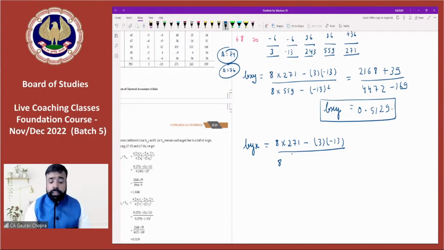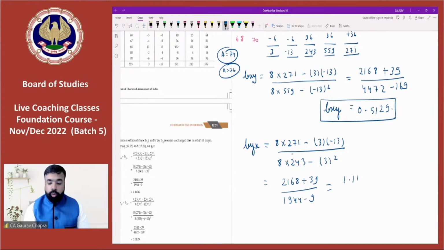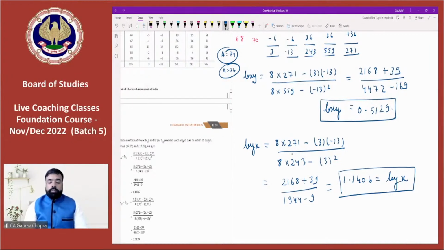And here, this time, 8 multiplied by 243 minus sigma dx whole square, that is 3 square. So the numerator is the same, upon this. Final result will be 1.1406. This is byx. So in this way we can calculate bxy and byx.